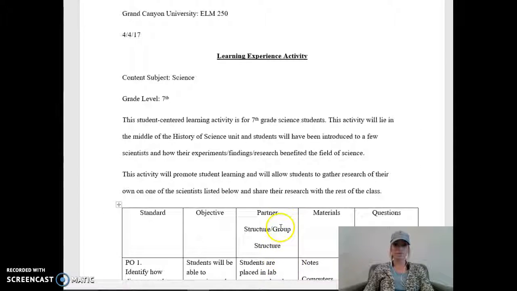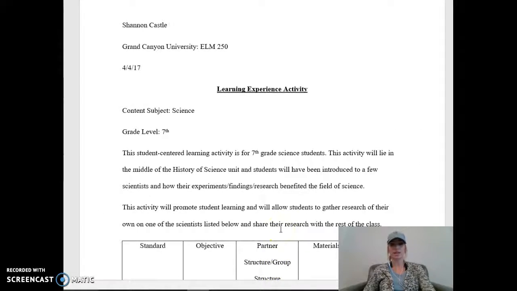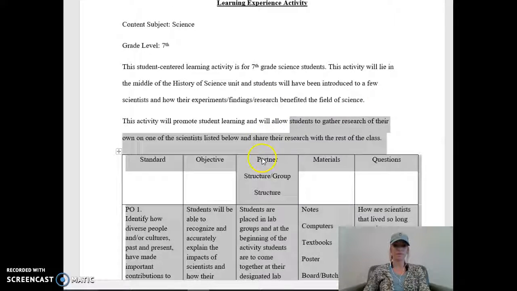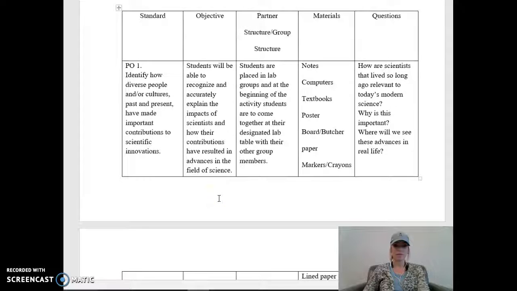So overall, it's a very student-centered learning activity, and at the end of it, the students should be able to achieve this objective easily, which aligns with the standard at the end.